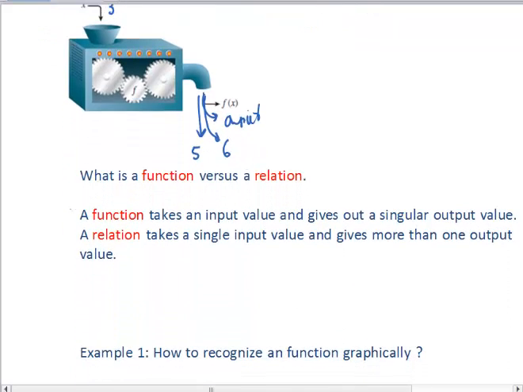So here we have the definition again. A function takes an input value and gives out a singular output value. A relation can take an input value and give out more than one output value.